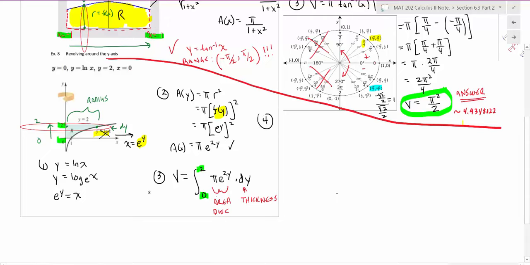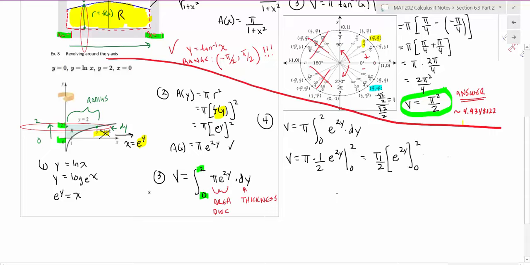This should be a fairly simple integral. We pull out the pi, so we have pi times the integral from 0 to 2 of e to the 2y dy. If you do an integral of e to the ky, you get 1 over k times e to the ky. So the antiderivative is 1 over 2 e to the 2y, and you evaluate that from 0 to 2. That gives pi over 2 times e to the 2 times 2 minus e to the 2 times 0.